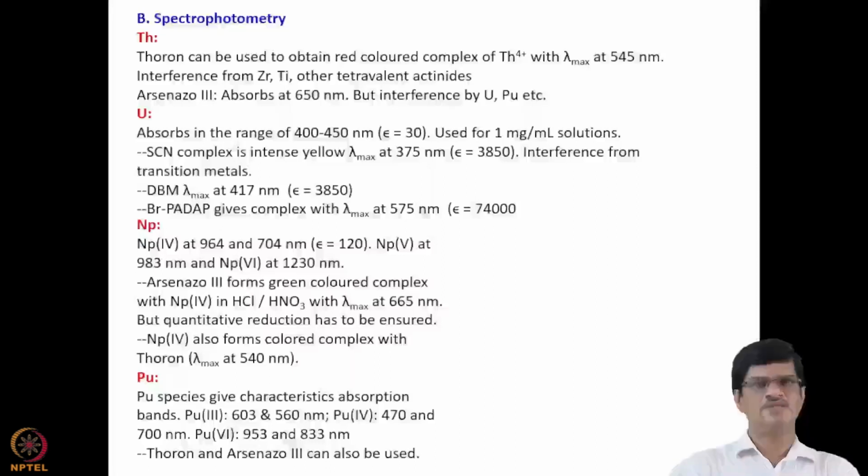Plutonium 3+ has characteristic bands at 603 and 560 nanometer, plutonium 4+ at 470 and 700 nanometer, and plutonium 6+ at 953 and 833 nanometer. Thoron and arsenazo 3 can also be used for the estimation of plutonium 4+ ion, but the results can be erroneous if some of the actinide ions like thorium 4+ or neptunium 4+ are present in the solution.